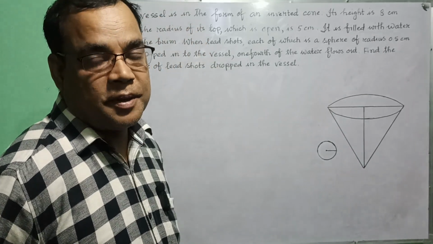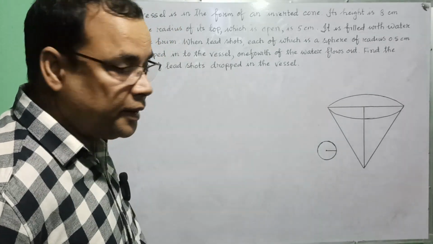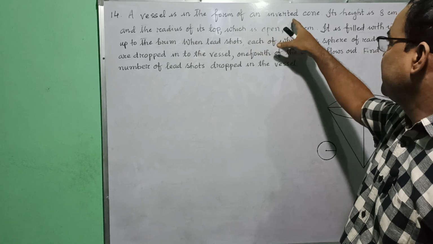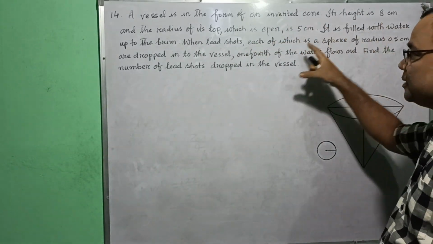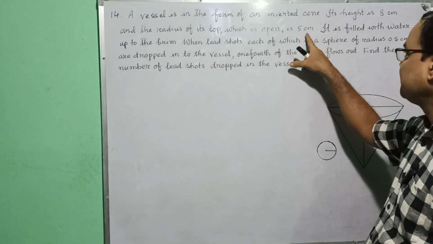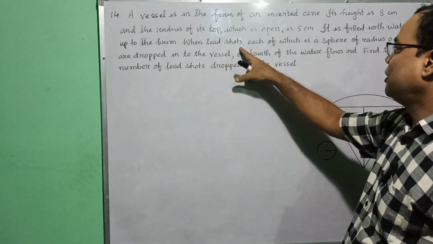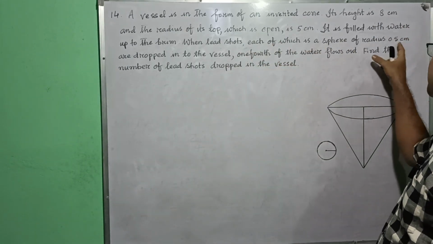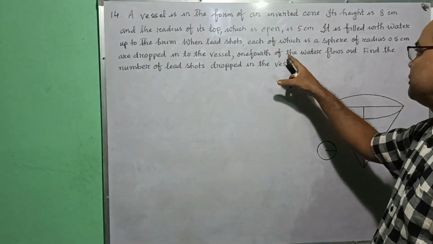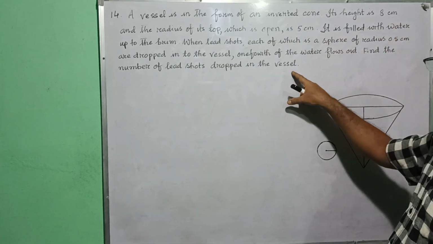Today, in continuation of the chapter surface area and volumes, I will start from question number 14 of class 10. In question number 14, it is given that a vessel is in the form of an inverted cone. Its height is 8 cm and the radius of its top, which is open, is 5 cm. It is filled with water up to the brim. When lead shots, each of which is a sphere of radius 0.5 cm, are dropped into the vessel, 1/4 of the water flows out. Find the number of lead shots dropped in the vessel.